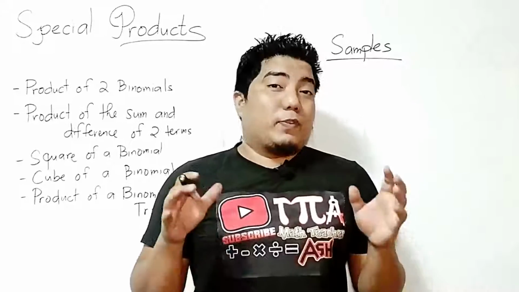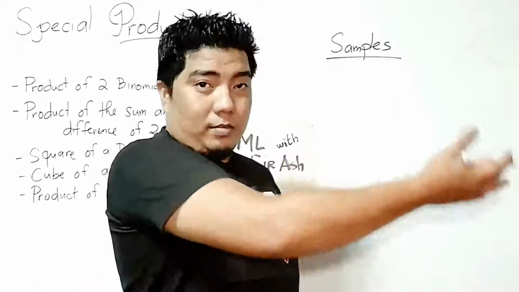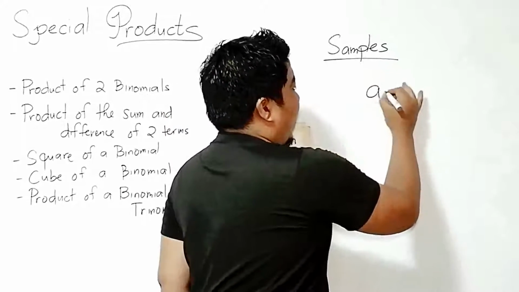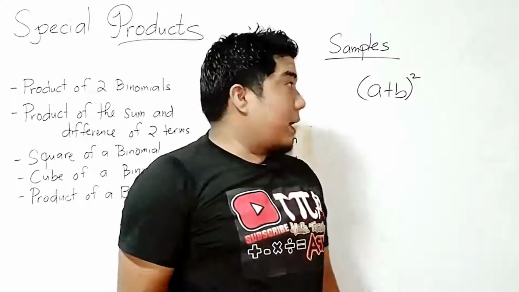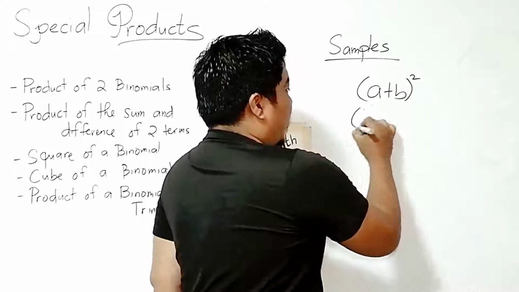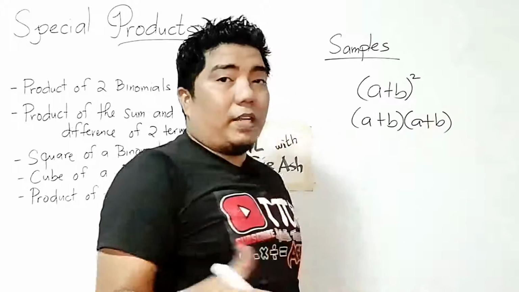Okay, my dear math learners, for the square of a binomial, basically, you just have a binomial and then the square of it. So, let's say that is a plus b. So, what is the square of this one? Basically, what you need to do is you just expand this, and then you can apply the foil method.